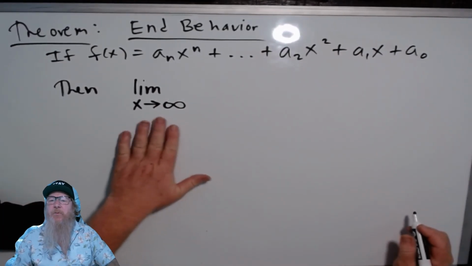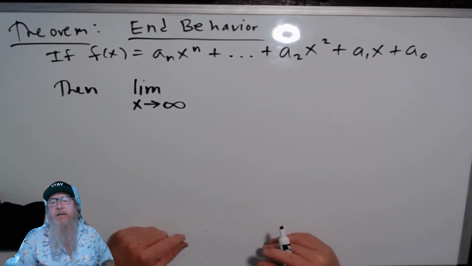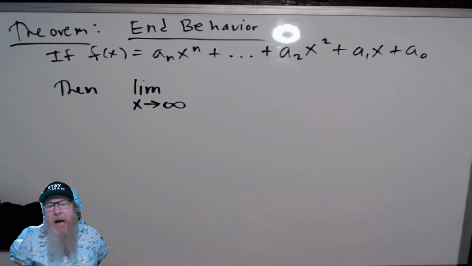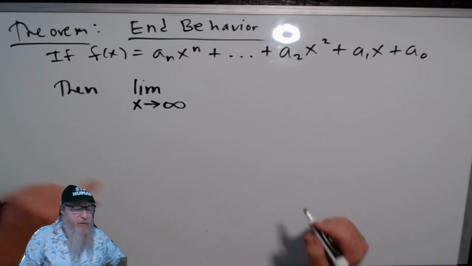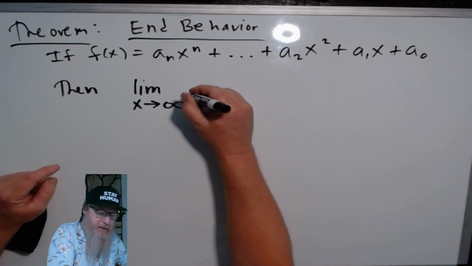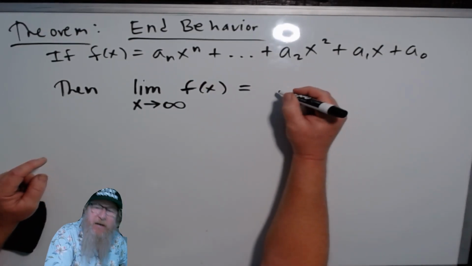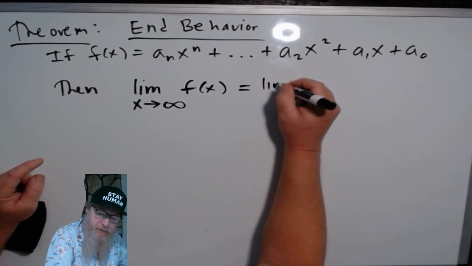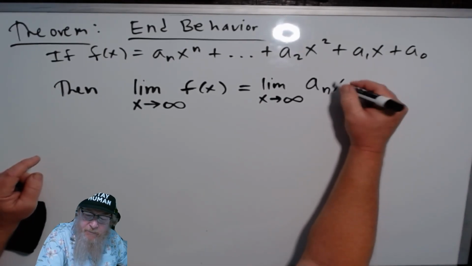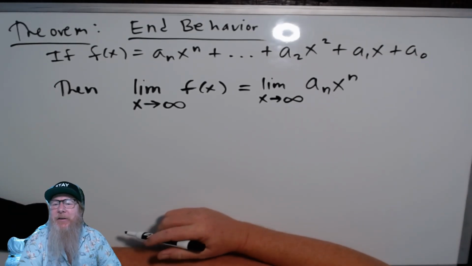I'll start with the right end behavior. So the limit as x goes to infinity. Sometimes I start on the left, sometimes I start on the right, sometimes I don't care. I might only ask for a particular one. So we're going to the right, to positive infinity, of f of x is equal to the limit of the leading term. And that is very, very useful.